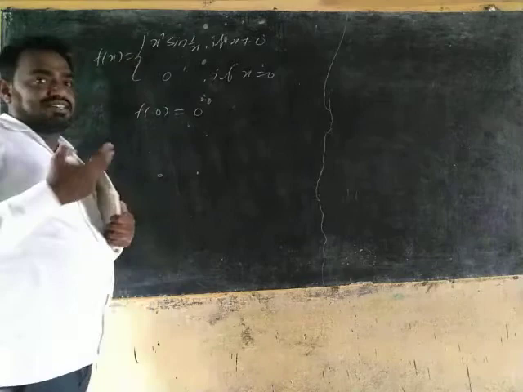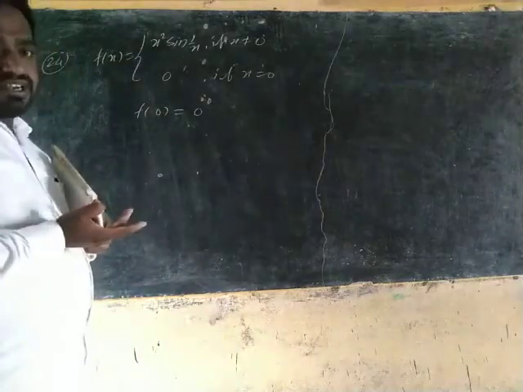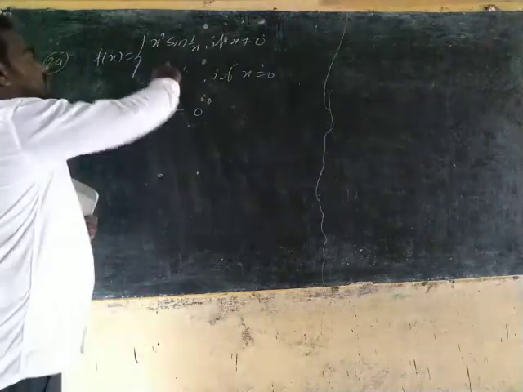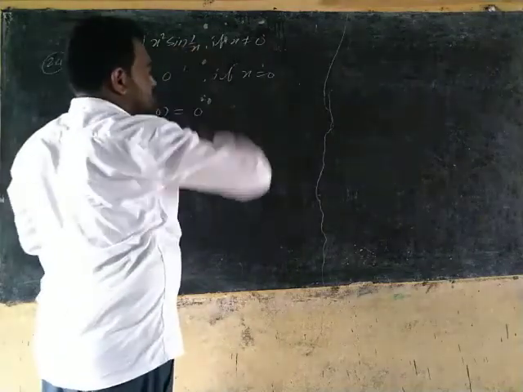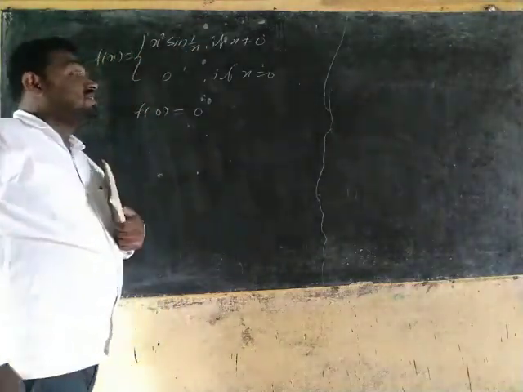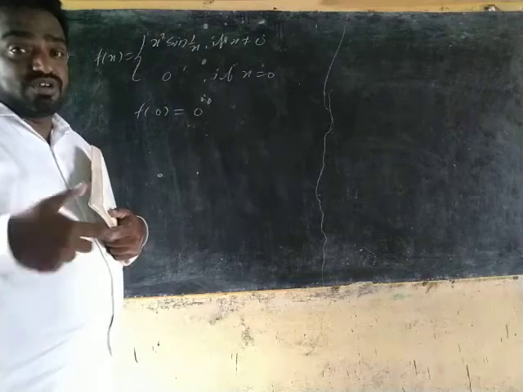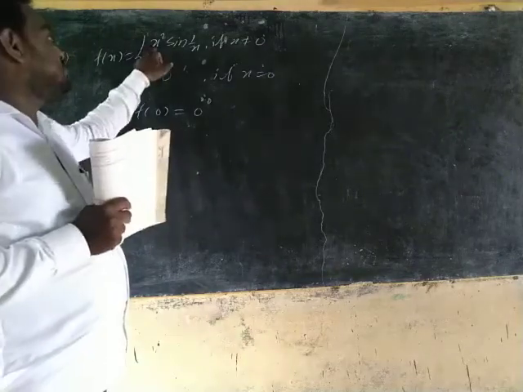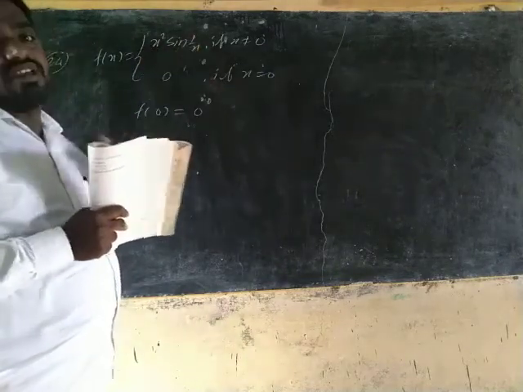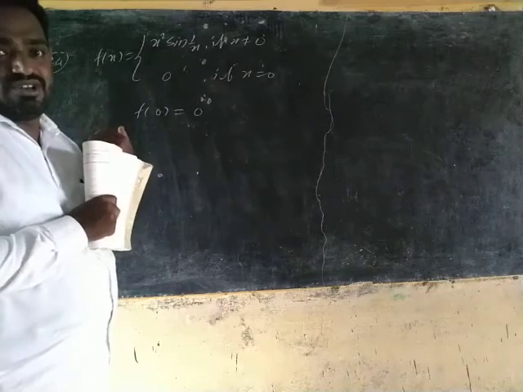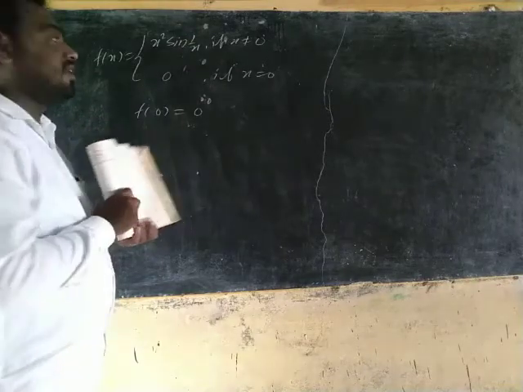Here, x less than 0 or greater than 0 is not yet decided. So how are we finding this one? x square into sine of 1 by x. But you see, by substituting x equal to 0, what are we getting? 0 square into sine of 1 by 0, sine of infinity does not exist. So how are we solving this one?